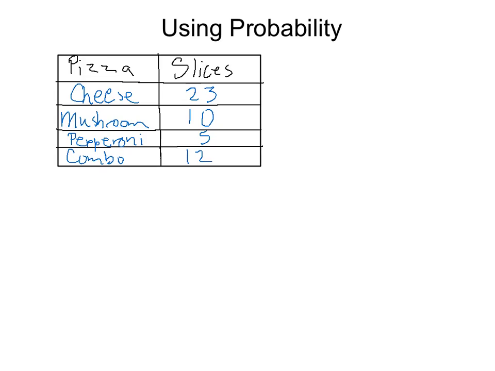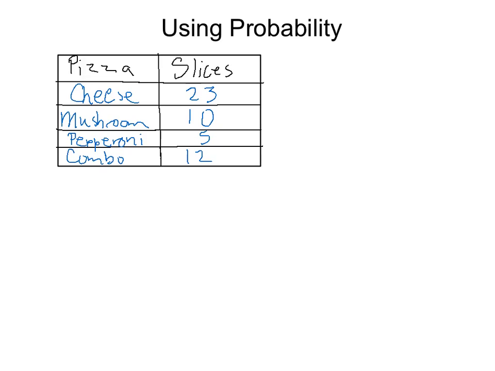And 12. Awesome. So, like for instance, we surveyed people, or maybe they sold 23 slices of cheese, 10 of mushroom, 5 of pepperoni, and 12 combinations. So this is the data that we've collected that we're showing in a table format.